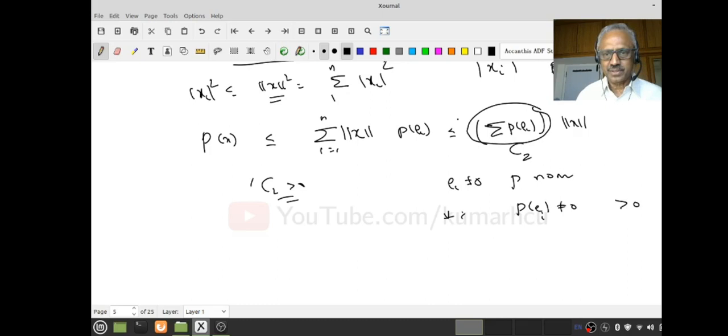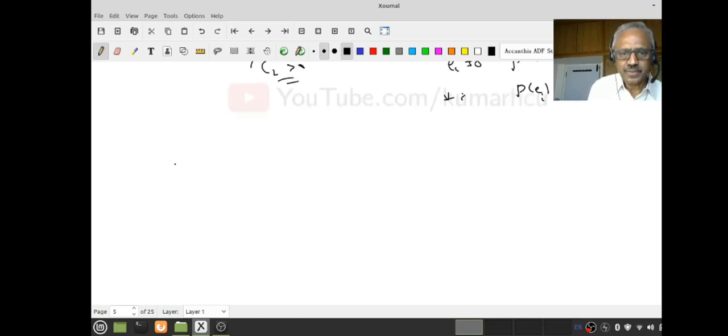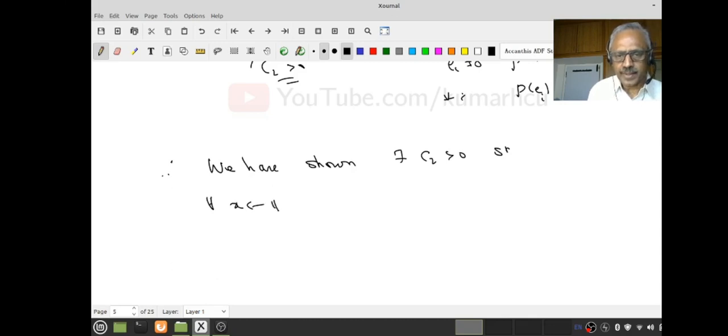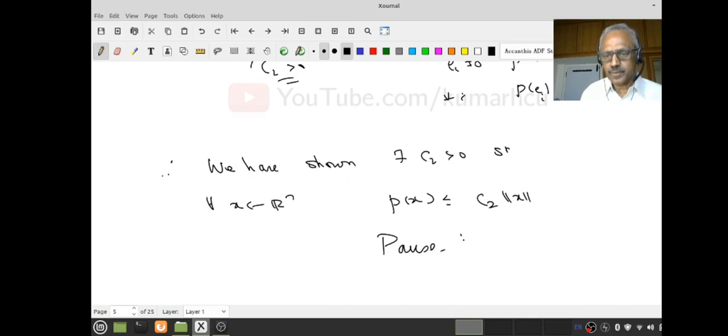Have you understood? So we have shown there exists C2 positive, so that for all x in Rn, P of x is less than or equal to C2 times norm of x. Pause, review, proceed.